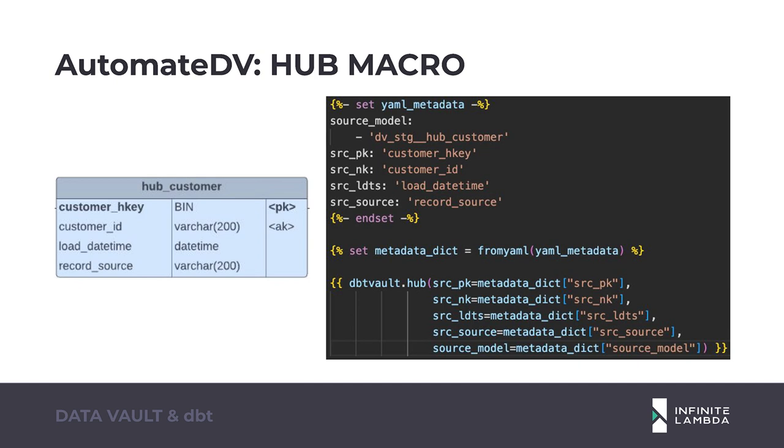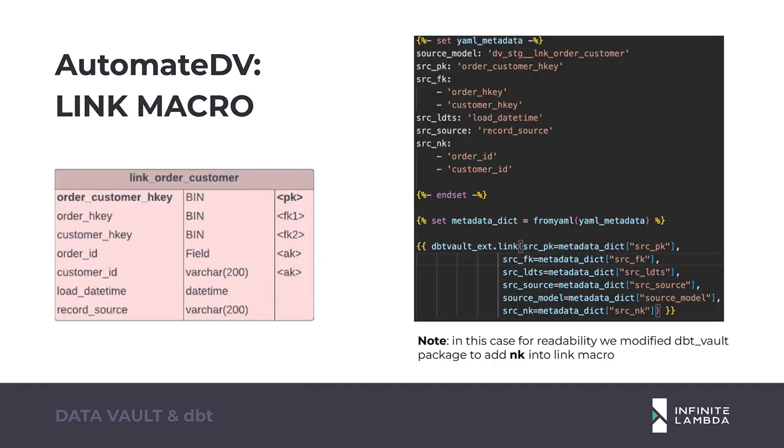Also, it will mark the load date time and record source, where it's coming from and when to load it. The link macro, remember, is a little bit trickier because you need to have two keys, right? You try to model a relationship, so you need at least two keys. You need two natural keys, order and customer, for link order customer. And a hash key, the order customer hash key, which represents a unique row.